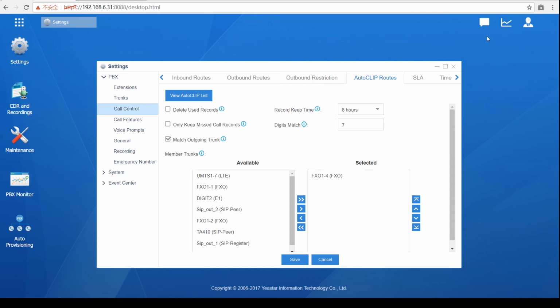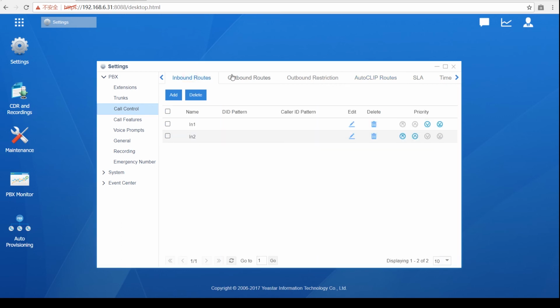The thing is, in our basic level technical training, we already talked about inbound call routes and outbound call routes, and we have explained that this is actually the core function of any IPPBX system, because it decides how to handle incoming calls and how to send out calls to the public network.